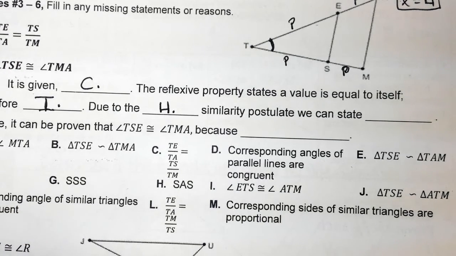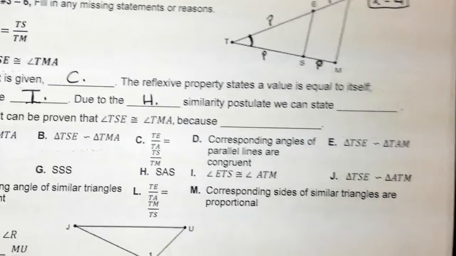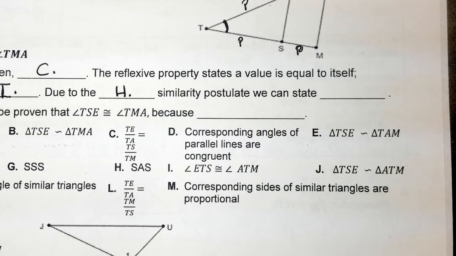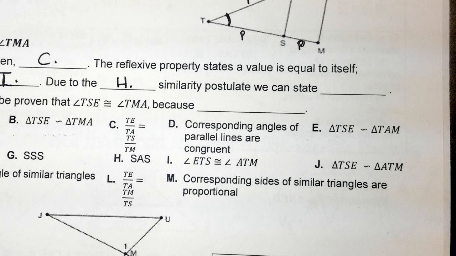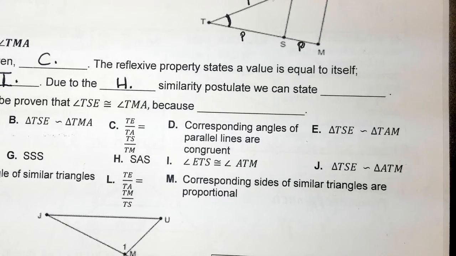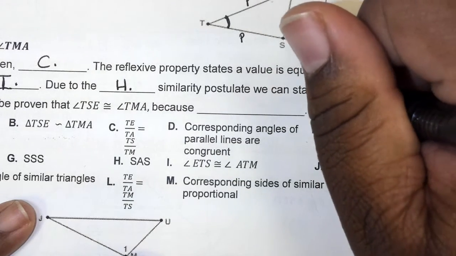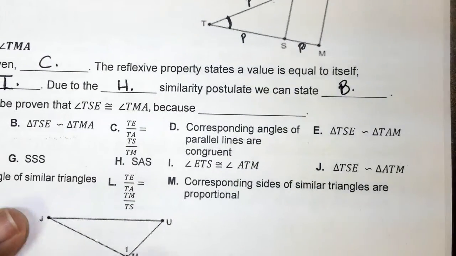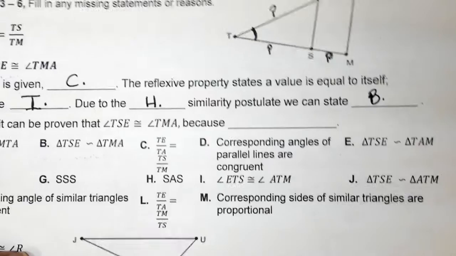Name the two similar triangles. You got a couple choices there. Which one is the right choice for the similar triangles? It is B. Triangle TSE is similar to triangle TMA. Y'all see that? Alright. So that's B.